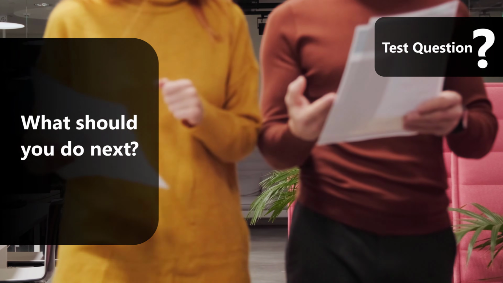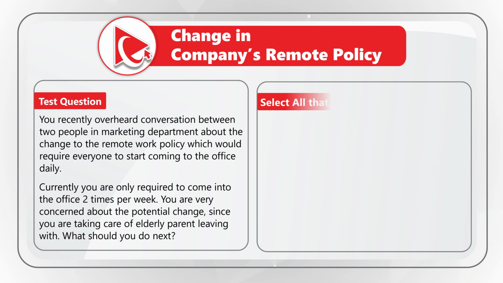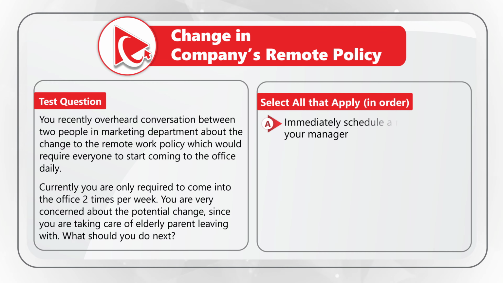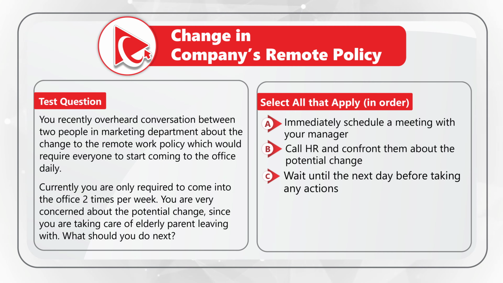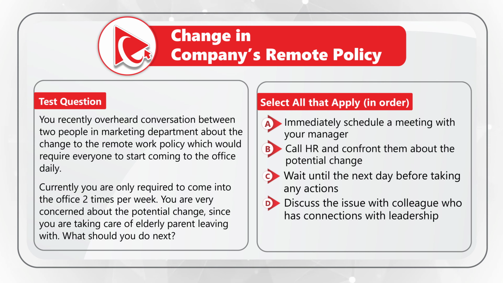And you need to select all that apply in order. Choice A. Immediately schedule a meeting with your manager. Choice B. Call HR and confront them about the potential change. Choice C. Wait until the next day before taking any actions. Choice D. Discuss the issue with your colleague who has connections with the leadership team. And last but not least, choice E. Start researching alternative elderly care options. Do you know the answer?